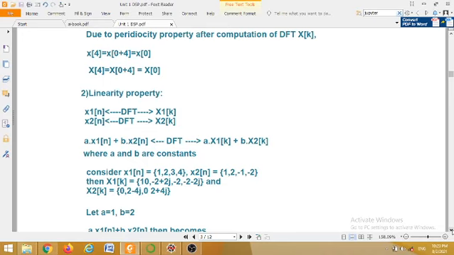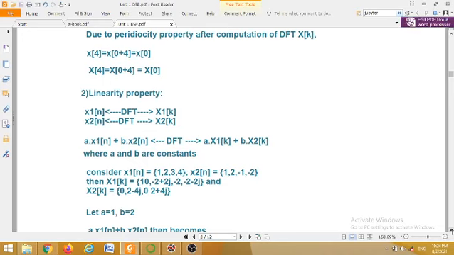The linearity property states that additivity and homogeneity are joined together. So we have a into x1 of n plus b into x2 of n. The whole DFT is equal to a into X1 of k plus b into X2 of k, where a and b are constants.